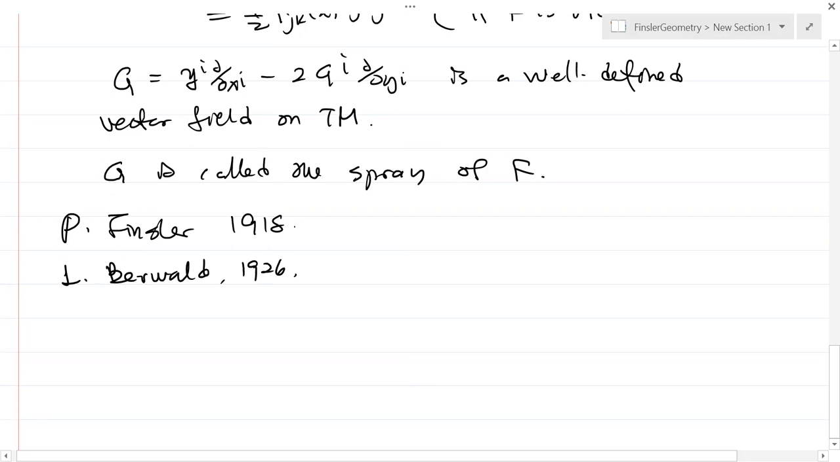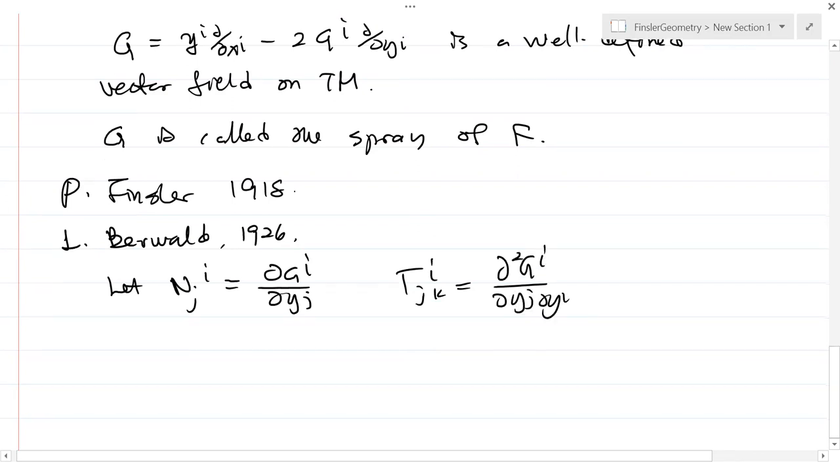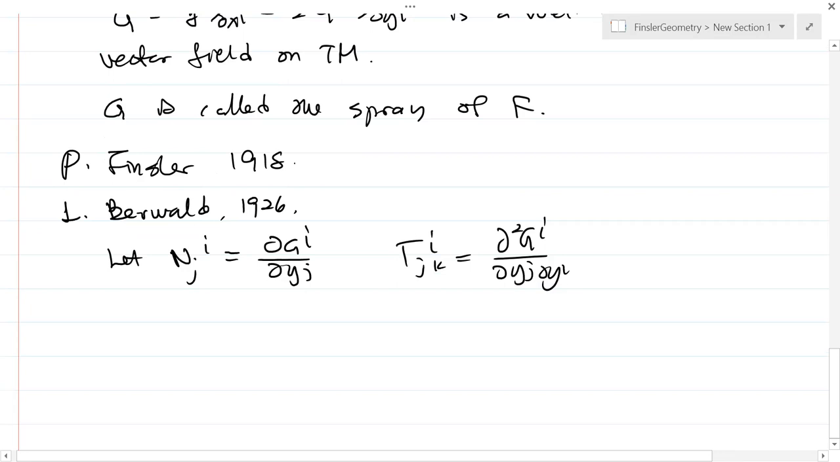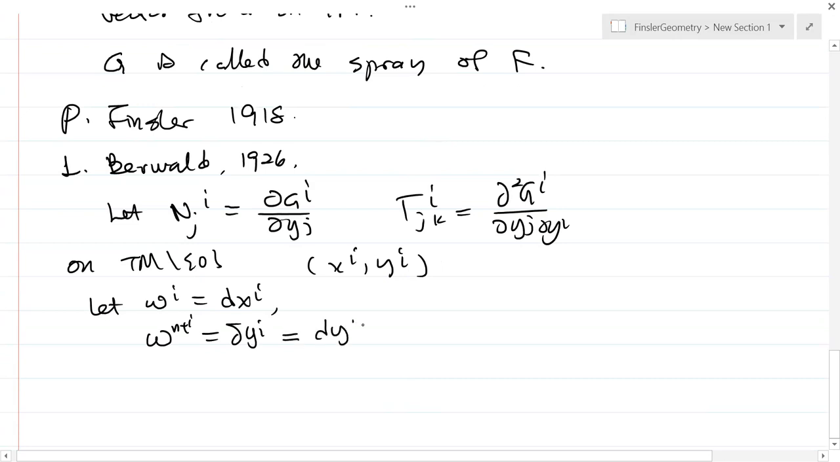Now, right now it's easy to do it using slightly different language. We let N^i_j be just the partial derivative, and then gamma^i_jk is formally the Christoffel symbol. Then we have, on TM, in the natural local coordinate system, we let omega^i be dx^i. It has x^i, y^i, that's a local coordinate. And omega^{n+i} is delta y^i, that's not dy^i, that will be dy^i plus N^i_j dx^j.